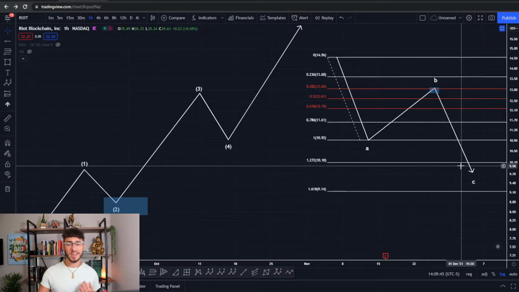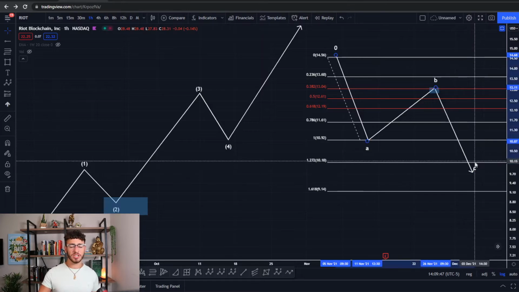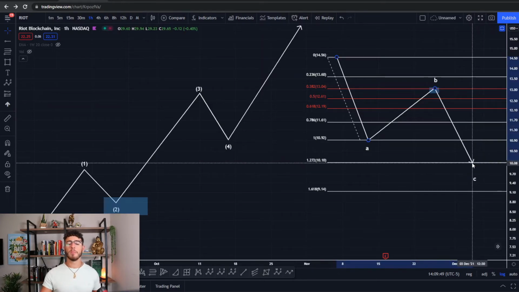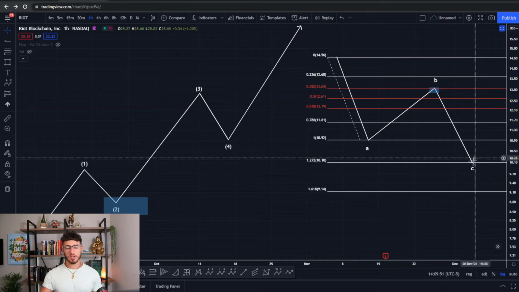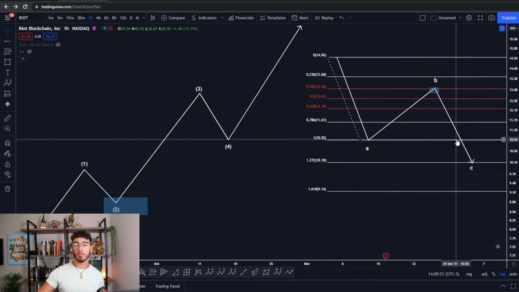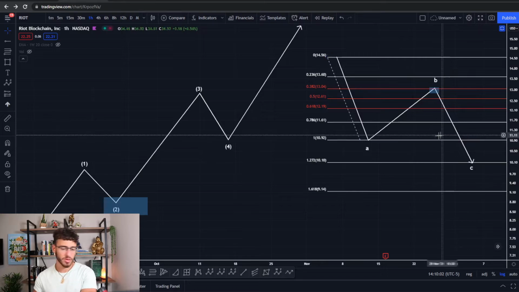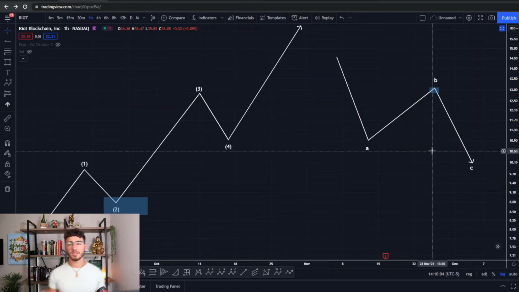I find anecdotally, I do not have the data to suggest this necessarily, but from my experience trading, I realized a lot of the time we will reverse at the 127.2 for wave C unless it is an extended wave C, meaning a double zigzag, if you're familiar with Elliott wave. So that's, in theory, how and where we are drawing them.